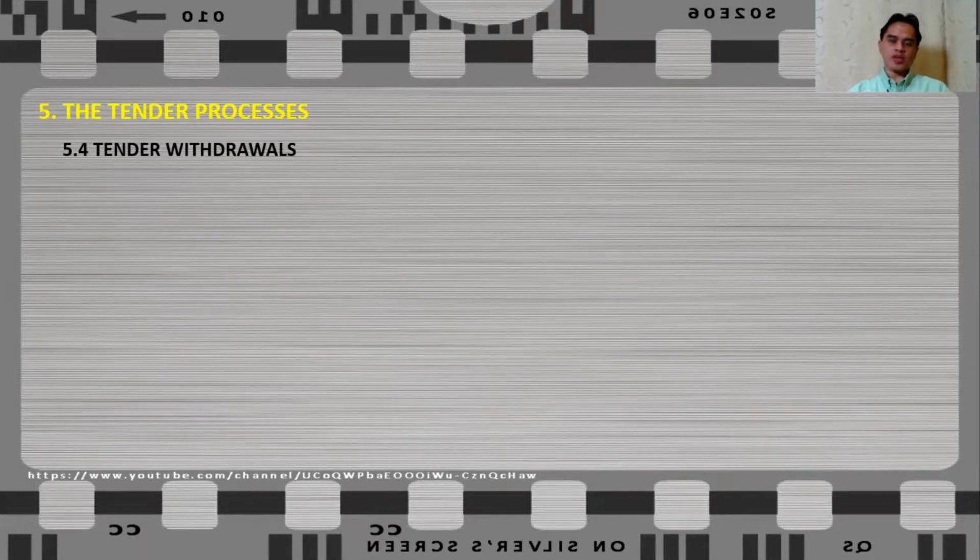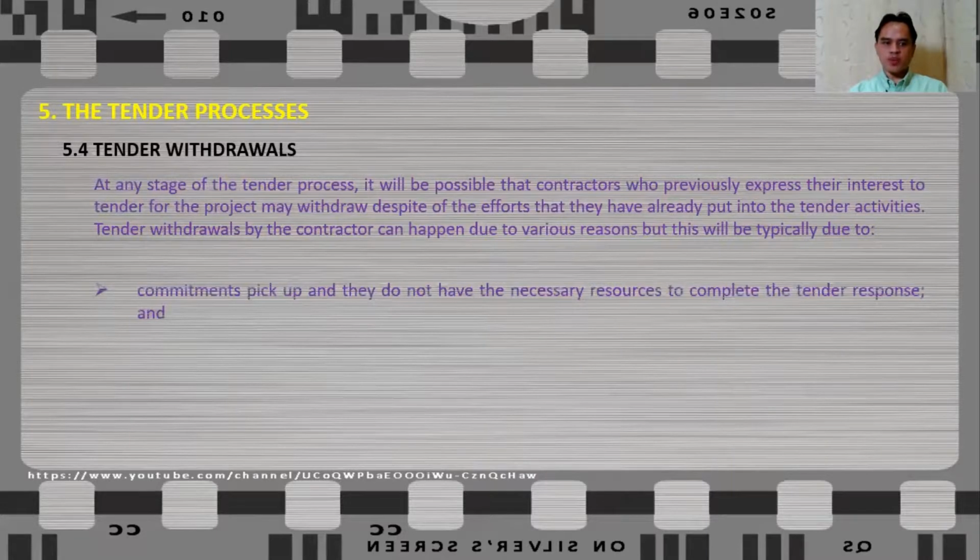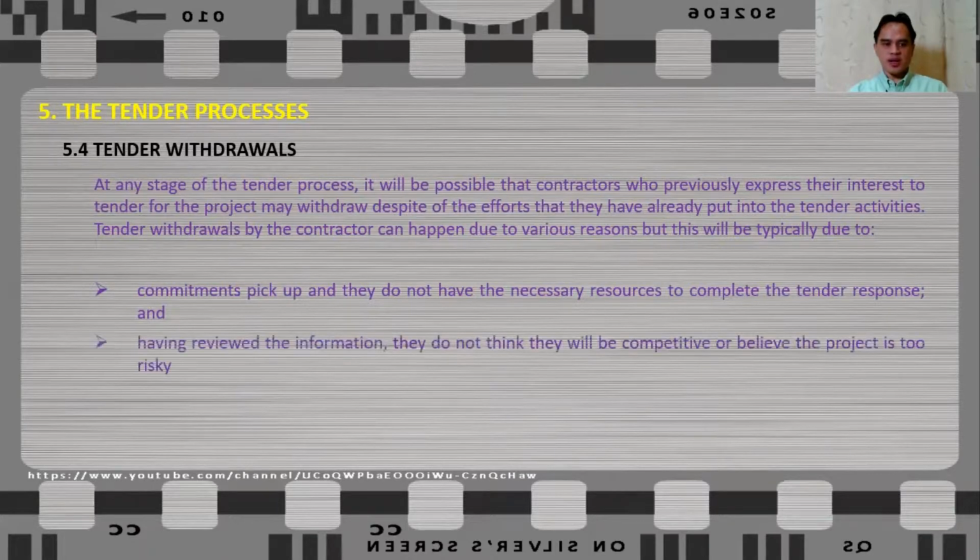Now, tender withdrawals. How to deal with tender withdrawals? At any stage of the tender process, it is possible that a contractor who previously expressed their interest to tender for the project may withdraw despite the efforts that they have already put into the tender activities. Tender withdrawals by the contractor can happen due to various reasons, but this will typically be due to commitment pickup, and they do not have the necessary resources to complete the tender response. And having reviewed the information, they do not think that they will be competitive or believe that the project is too risky.